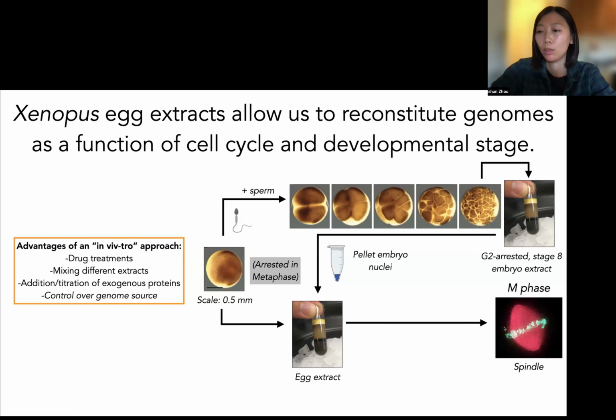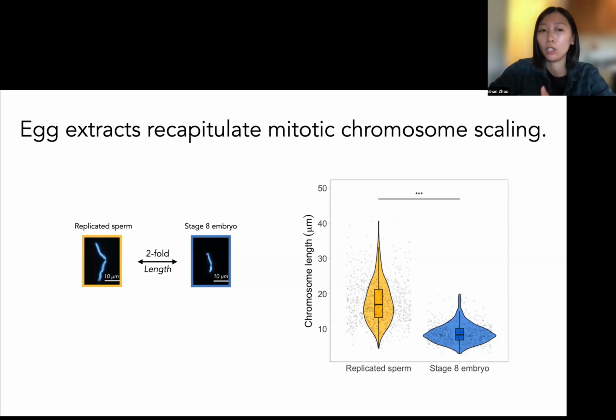In this case, we also get bipolar spindles, but now in the middle of these spindles are actually stage 8 mitotic chromosomes. So when I go ahead and compare these two sources of nuclei and the kind of chromosomes they make, I again see that there's this twofold difference in chromosome length. And it's not just the fold difference, but in terms of the absolute values of these chromosome lengths, which are plotted on the right, we can fully recapitulate the chromosome dimensions that we had measured in vivo.